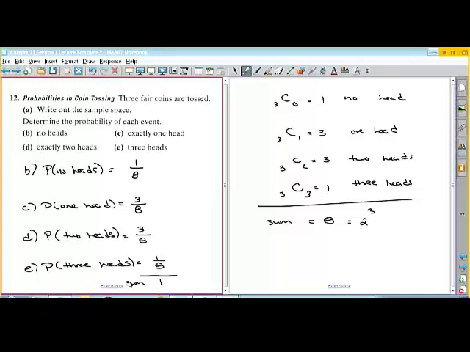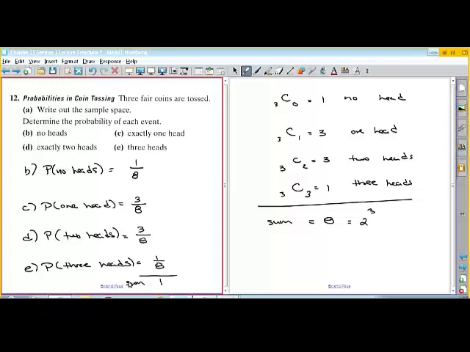So if you did 4 coins, how would you do that? Well, you would have 2 to the 4th, which is 16. So you'd have 16 different arrangements. You could have no heads, 1 head, 2 heads, 3 heads, 4 heads. I guess that would be it, right? So you'd have 16 possibilities.